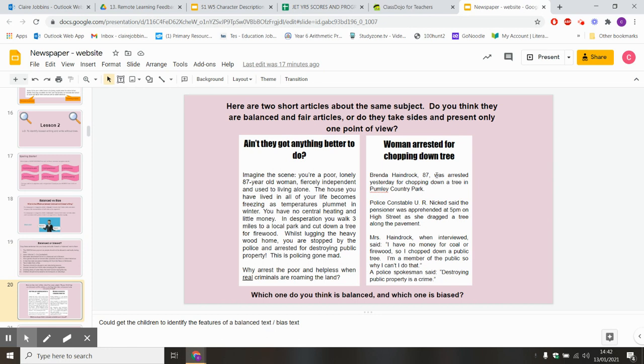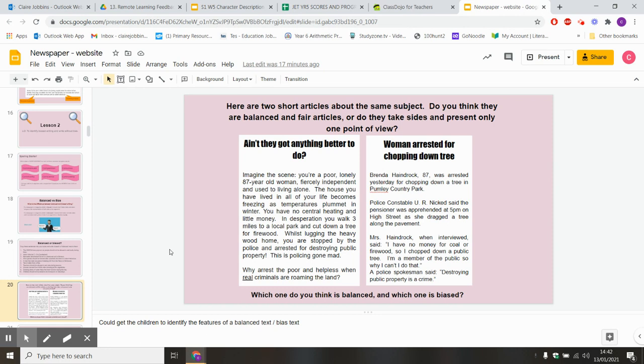Here are two short articles about the same subject. Reading them, do you think they are balanced or fair articles, or do they take sides and present only one point of view? So have a good read through of each of them. We're going to label this one here 1 and this one here 2. Which one do you think is balanced and which one is biased?